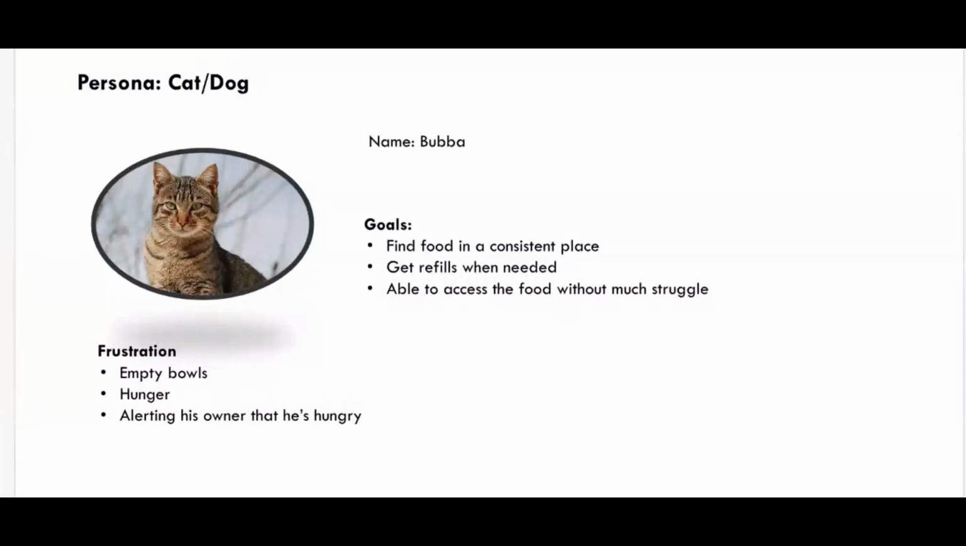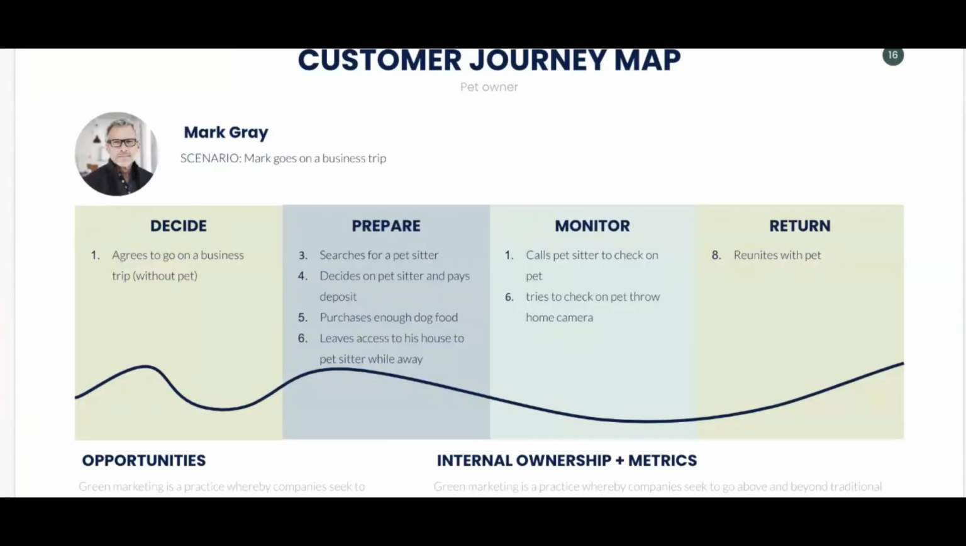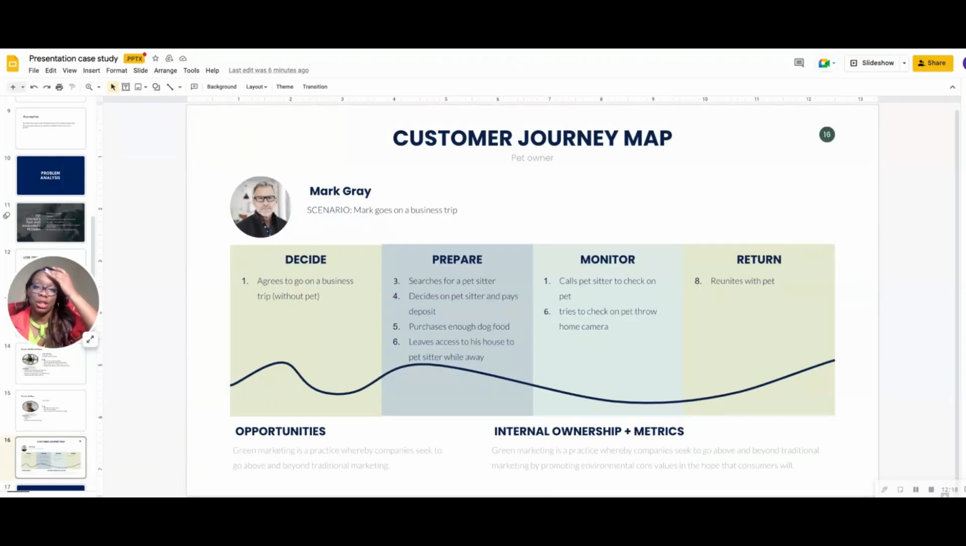The frustration is that sometimes the bowls are empty, they're hungry, they're having to indicate to their pet owner that they're hungry, and it's not always obvious what they're trying to communicate. So let's look at the user journey map.